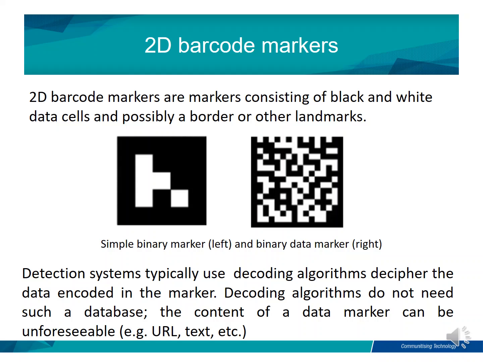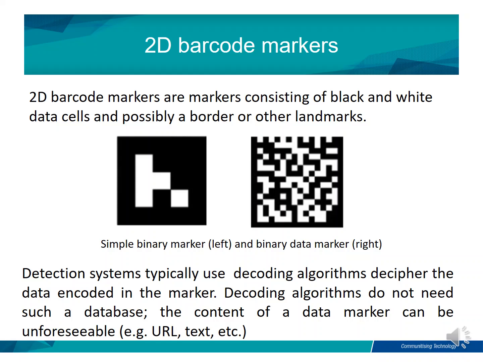The second type of AR marker is the 2D barcode marker. This means this marker uses a 2D barcode as an image, used for detection in the camera stream. These 2D barcode markers are markers or image targets that consist of black and white data cells and possibly a border or other landmarks.